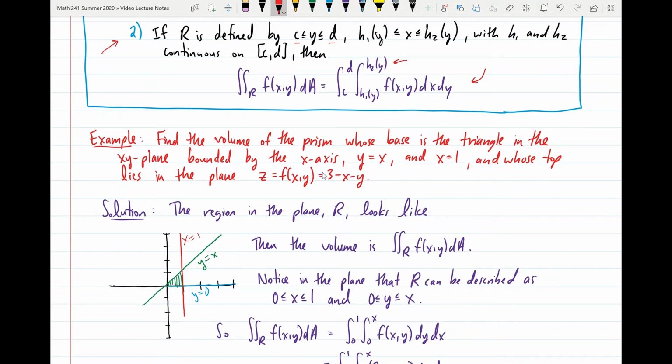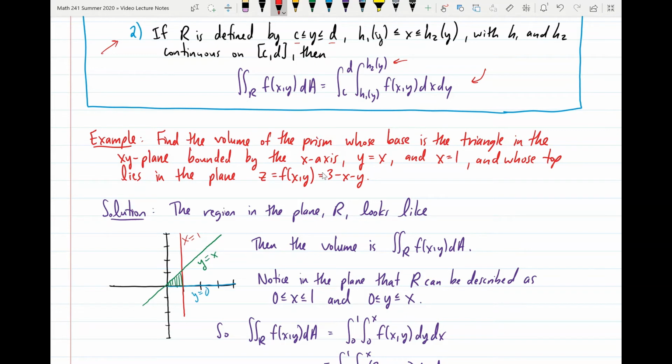Okay, so the rest of the video is going to be devoted to going through a bunch of different examples where we're calculating double integrals over general regions, with a little bit of a break where I'm going to talk about some of the properties of double integrals, but for the most part it'll just be examples. So let's get to the first one here.